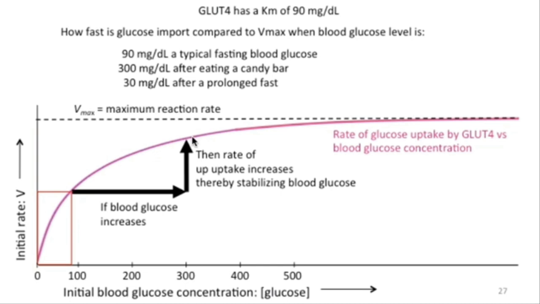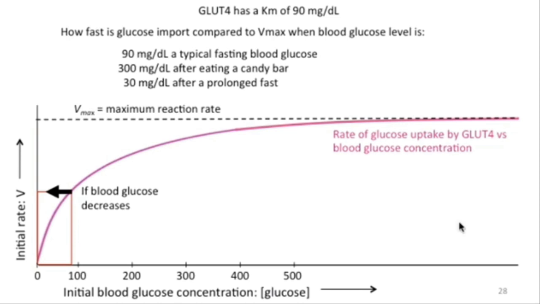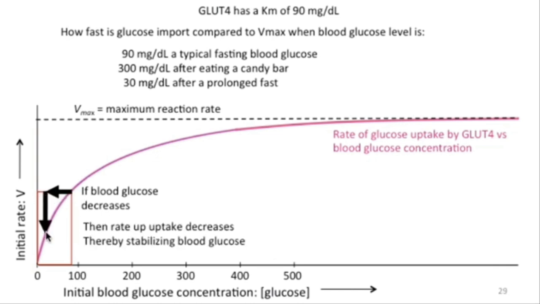How about if you haven't eaten for 2 or 3 days and so that your blood sugar goes down to maybe 30 milligrams per deciliter? What will happen to the rate at which muscle and fat cells take up glucose? Well, again, there's less there. They're way below the Km value, and so the rate at which they take in sugar will go way down. And this is really good news.